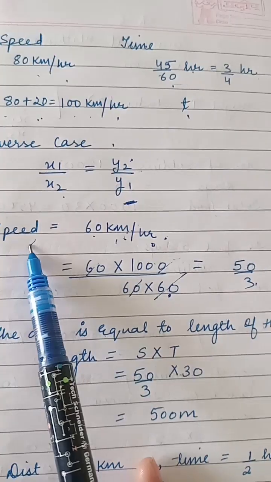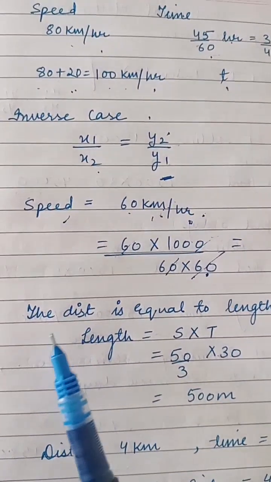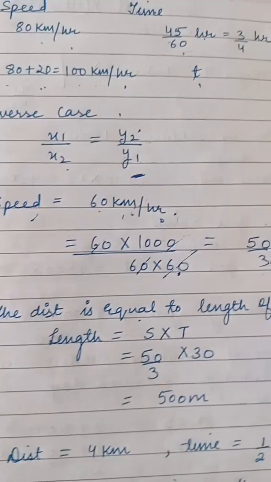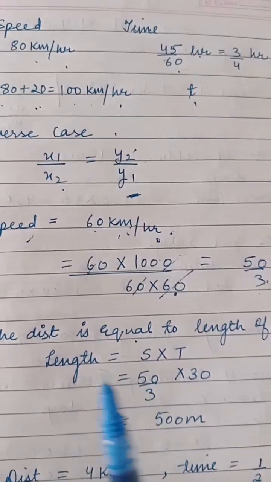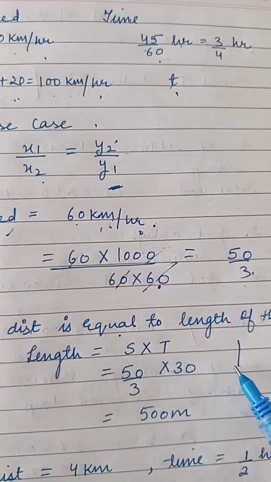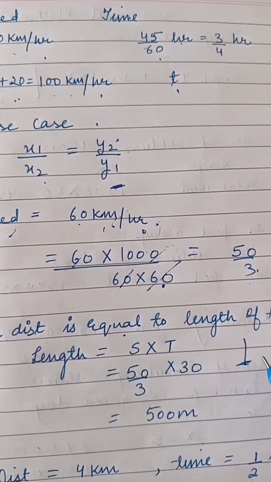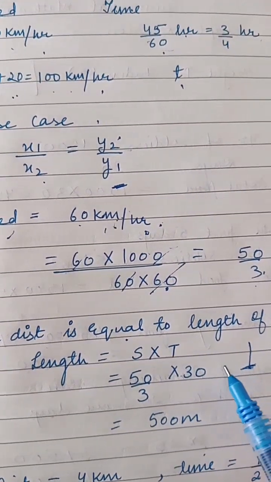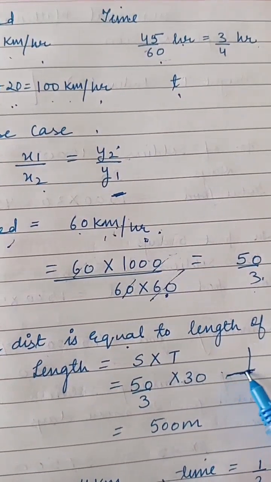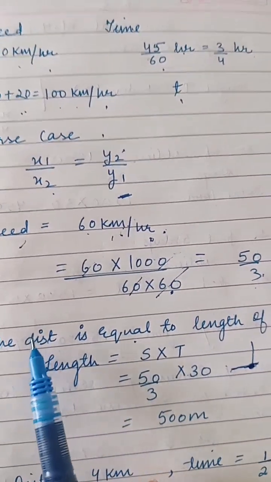So what is the speed? They have given 50 by 3 meter per second. Now the distance is equal to the length of the train. Why is the distance equal to length? Because a pole is there and we take the distance which is equal to the length of the train. See, the train will pass from this point. So because of this point, the length of the train will be equal to the distance.